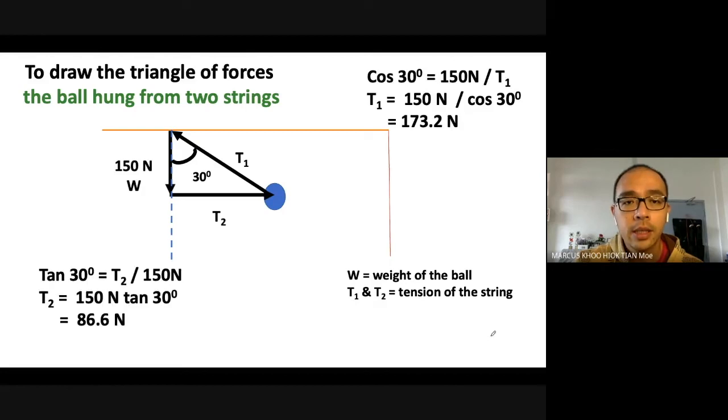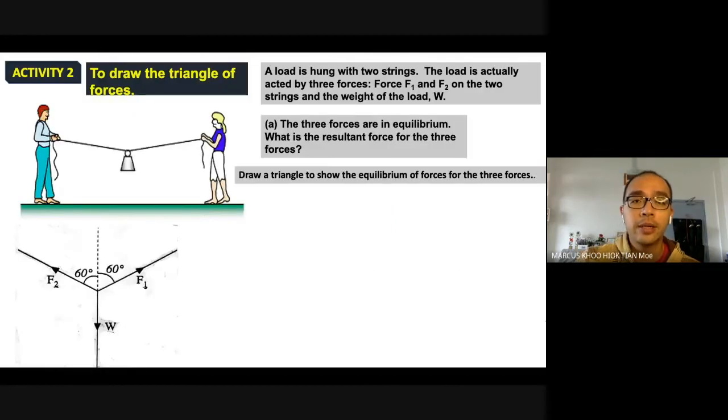Okay, let's talk about this situation. Question A, the three forces are in equilibrium. Force 2 is the person pulling here. So this is F2. And then this over here is this girl pulling with F1. And then of course, since the object is hanging in the air, there's always going to be a weight downwards.